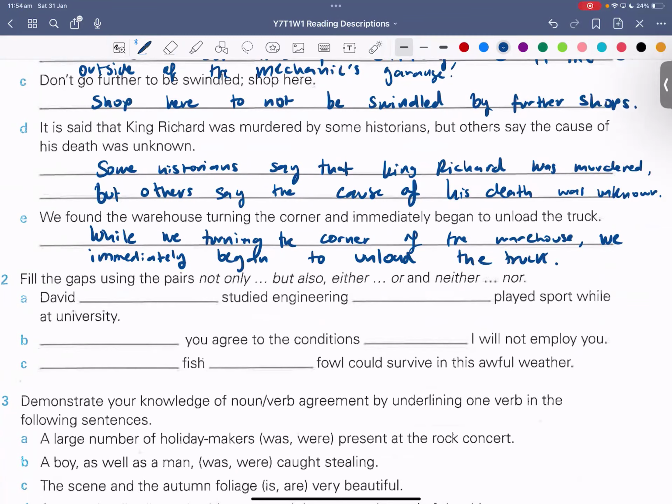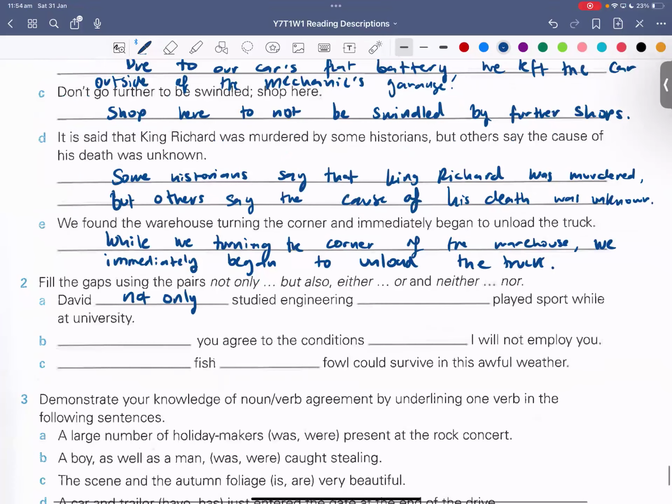Okay, let's speed run this one. David, so we're going to do either/or, not only/but also, so we have to use this pair together. You can't use one or the other, or this pair, or this pair, okay? So we're going to use: David not only studied engineering, but also played sport while at university, or David either studied engineering or played sport, or David neither studied engineering nor played sport while at university. Yeah. The first one makes the most sense. The other ones technically could be true, but this one makes the most sense.